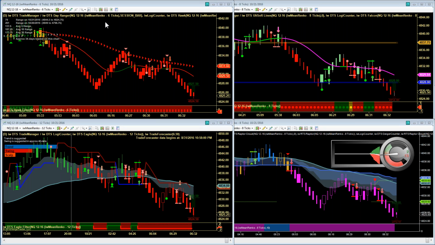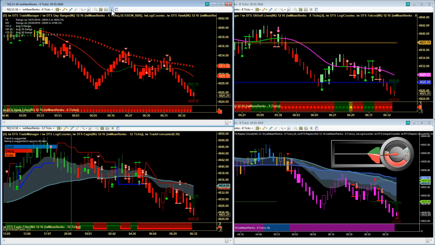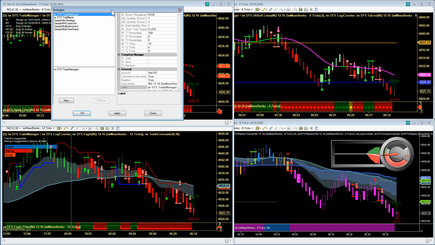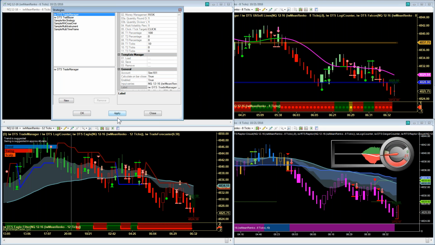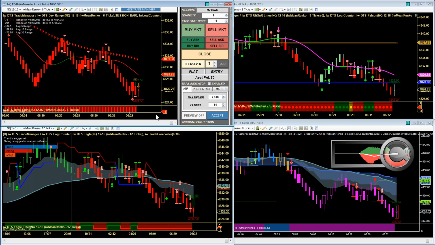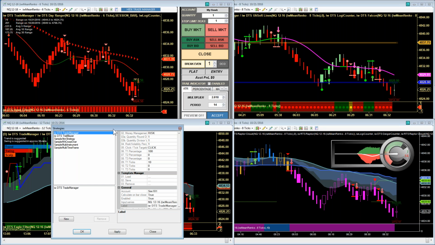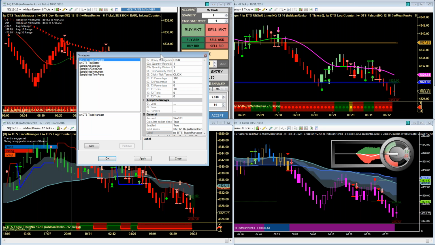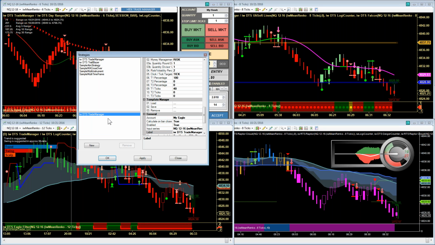So when you have your charts loaded, to load your trade manager all you need to do is click on the strategies tab and hit apply. You can just hit OK if you like, but I like hitting apply. And voila, there's your trade manager. Now, if you haven't loaded trade manager before, let's remove this here for a second.